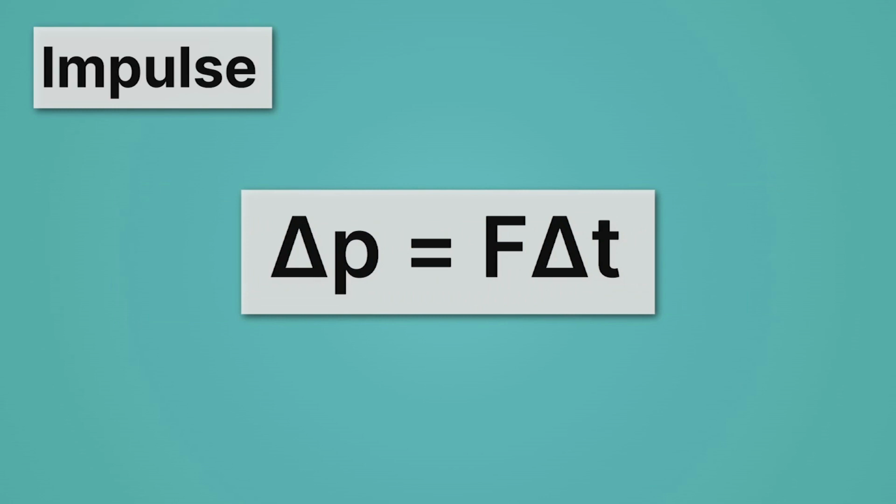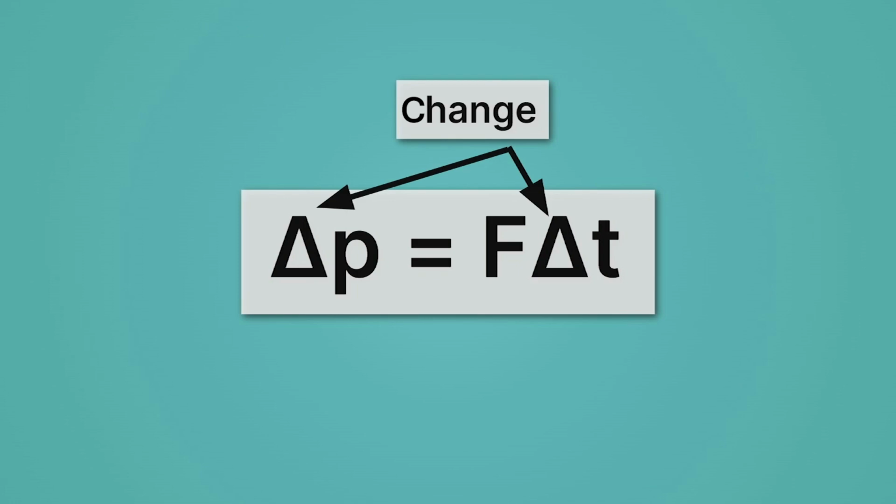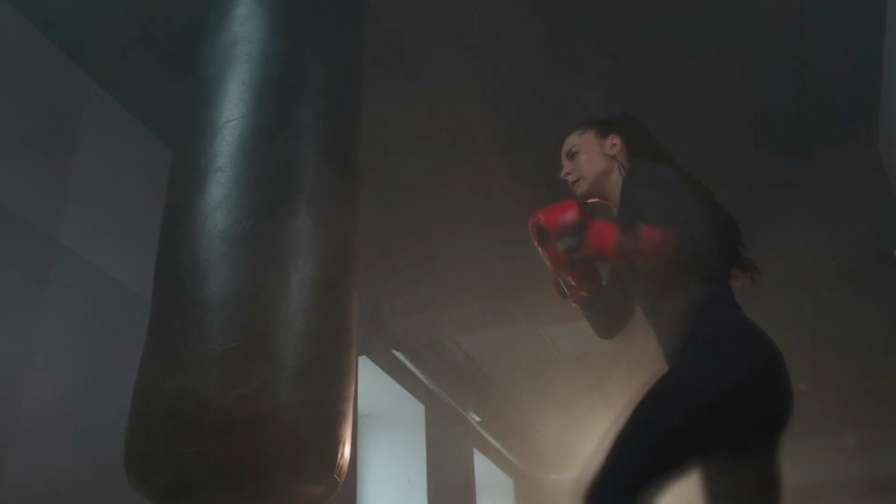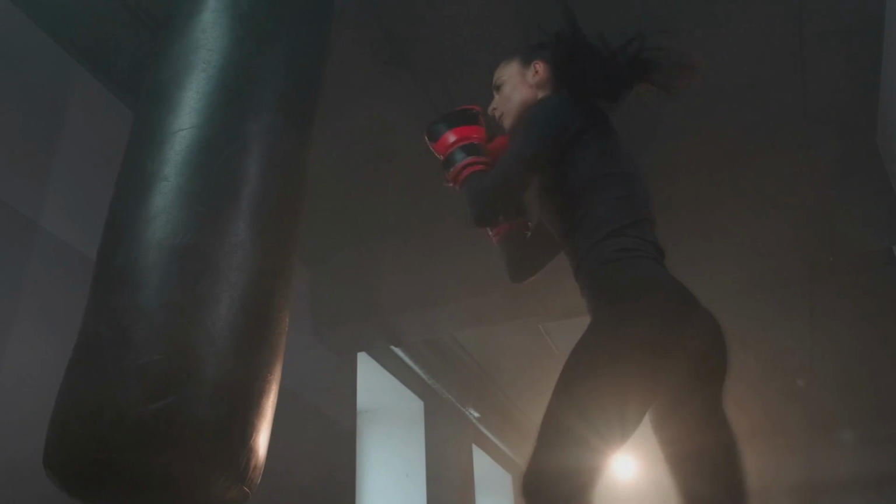We can calculate impulse with this wacky looking equation. The first thing you'll notice are the triangles. Remember, that's the Greek letter delta, it means change. So this says that the change in momentum is equal to the force times the change in time. And this idea of impulse helps us understand how much energy is transferred during a collision.